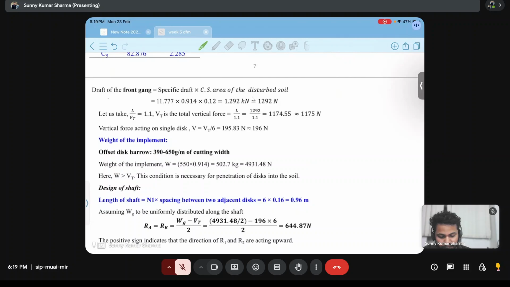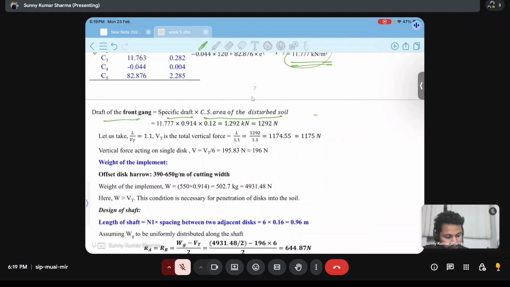So the draft of the front gang will be the specific draft into the cross section area of disturbed soil. The cross section area will be the width, which we calculated from the equation, times the depth of operation, that is D or A. We multiply the cross section area by the specific draft and it comes to 1292 Newton.